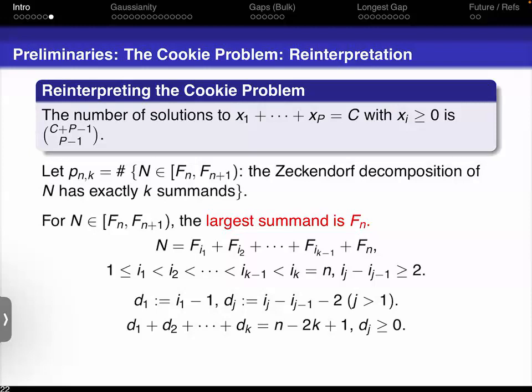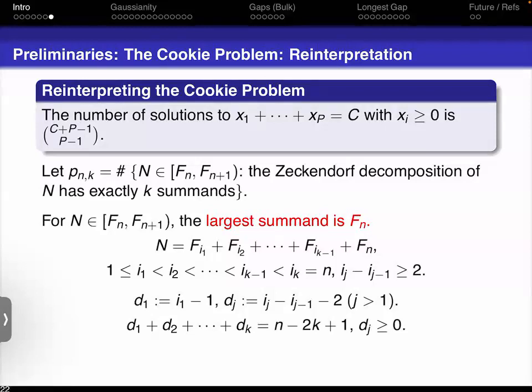So now, how small could dj be? What's the smallest dj could be? So d1 is i1 minus 1. So what's the smallest d1 could be? 1. Why 1? If that's 1, then that would mean i1 would have to be 2. It's 0. The smallest i1 could be is 1. So it's possible that d1 could be 0, it could be 1, it could be 2, it could be 3.